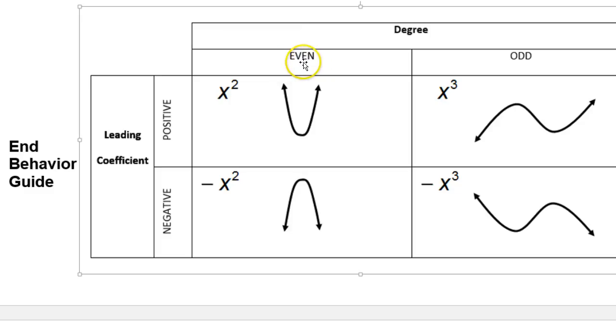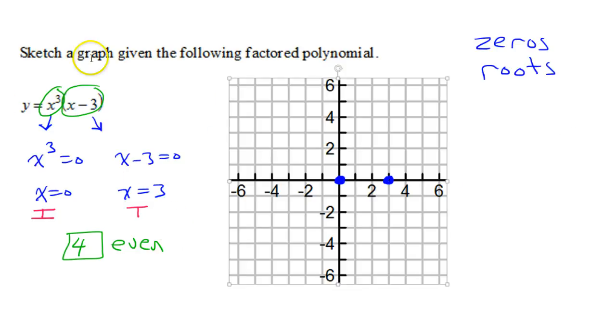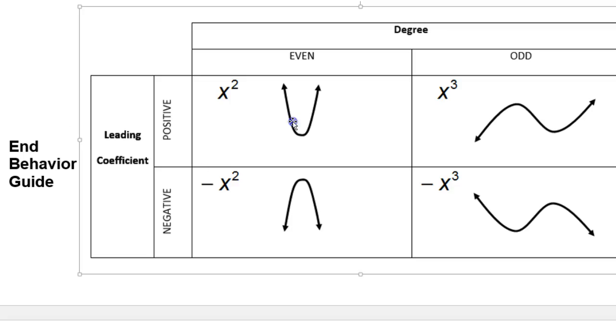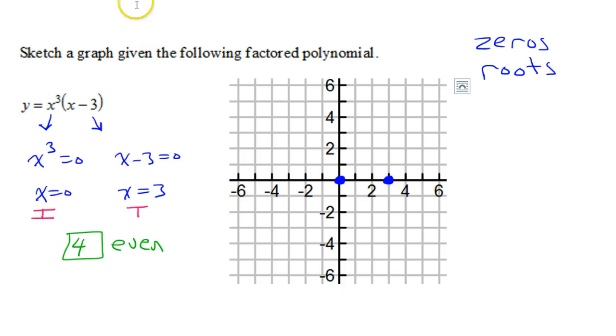So because the degree is even, the end behavior will be one of these two, either both arms up or both arms down. Now we need to look at the leading coefficient, to see if it's positive or negative. Well, looking at the front of this, notice how there's no negative in front. That means it is positive. So the end behavior is going to be like this with both arms up. So we're looking for this type of end behavior.